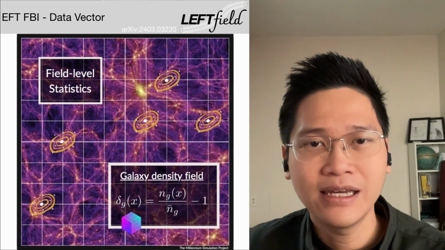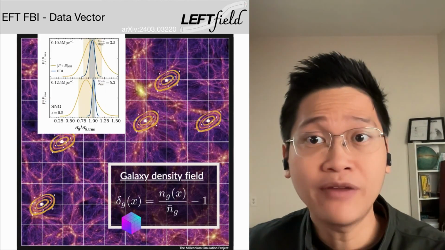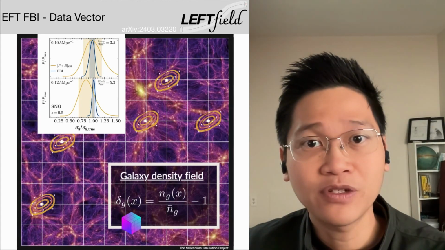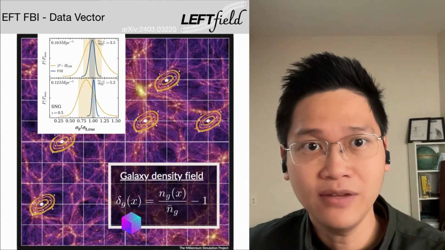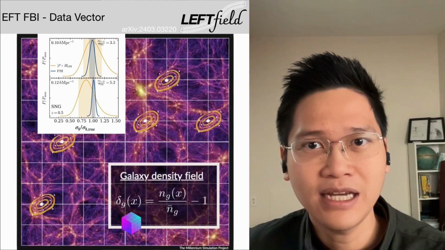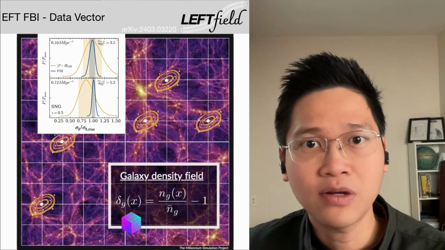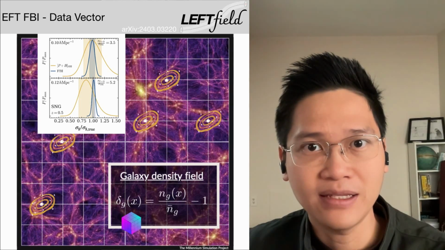the likelihood. In a recent paper, which you can find more details about by clicking on the thumbnail, we show the field-level statistics provide a very significant improvement over the standard power spectrum plus bispectrum statistics when quantified in terms of constraints on the parameter sigma 8.